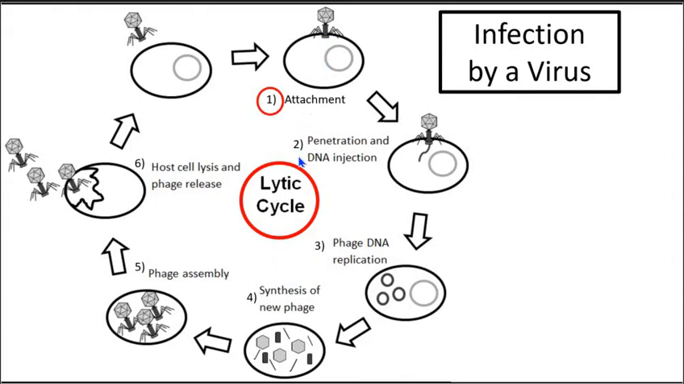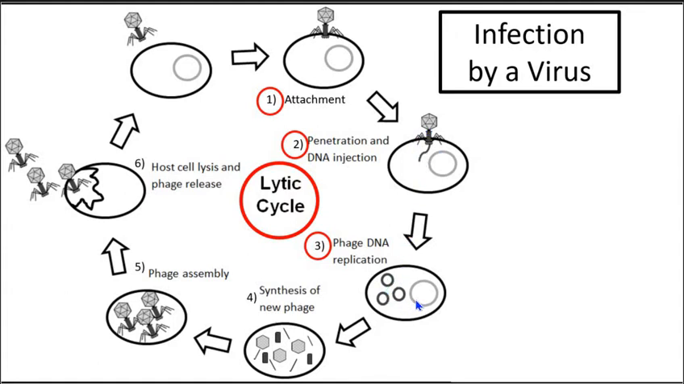Secondly, it's going to inject its DNA or its RNA, depending on what kind of virus it is. It's really just the strand that gets injected in, and then it enters into the cell. Thirdly, you're going to have the phage, the virus. They say phage in this version because this is a bacteriophage.